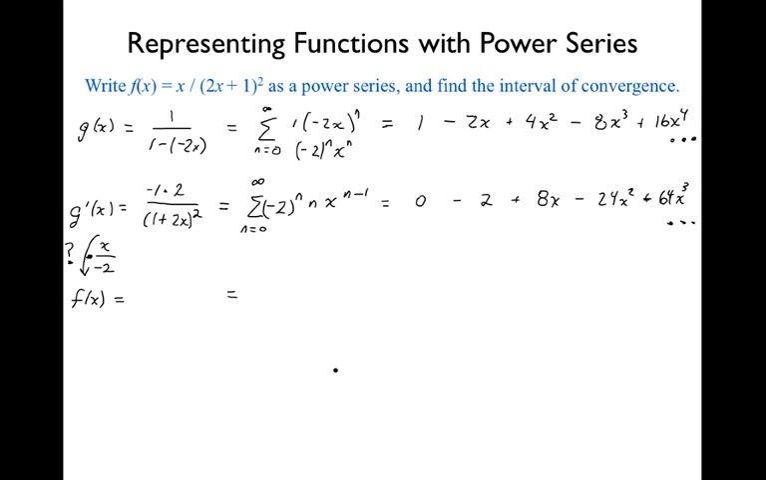I want to take g prime and I want to multiply by x and I want to divide by negative 2, and that will make the function f out of g prime. But then when I do that, I'm going to multiply by x over negative 2 for all of them, right? So when I multiply by x over negative 2, I'll get x over 1 plus 2x quantity squared.